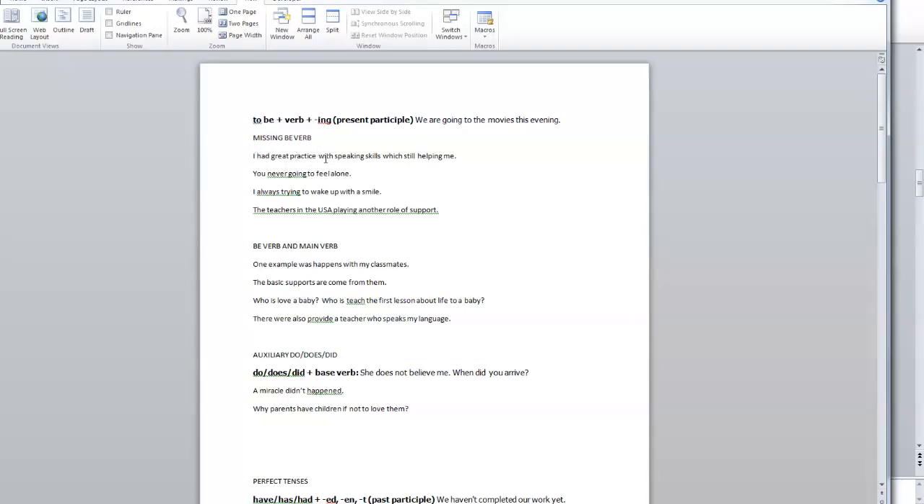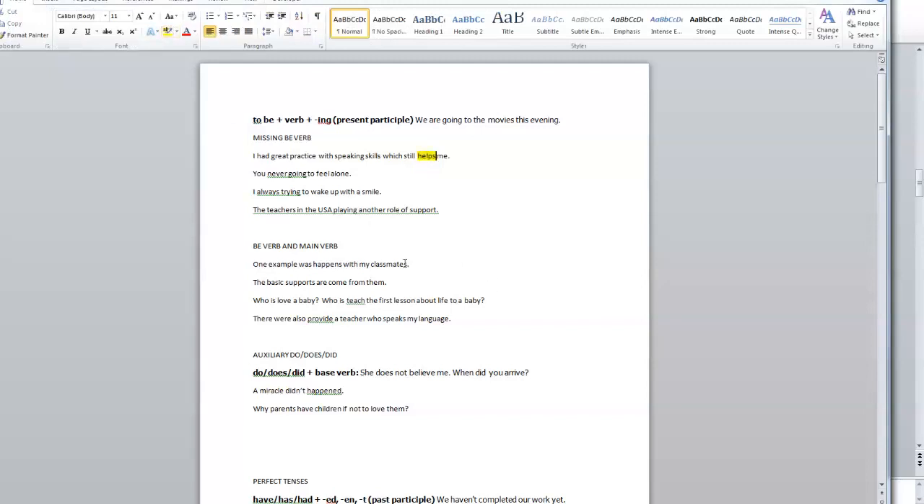Okay? I had great practice with speaking skills, which is still helping me. What's the problem in this sentence? Okay, the problem is this, helping. Helping here is just an ing verb by itself, but it doesn't have a be verb, and it's not simple present, so it can't just be like that by itself. So we have to say, I had great practice with speaking skills, which still is helping me. Otherwise, we need to change this to which still helps me. Okay, just the simple present, because that would be a good way to express this idea.